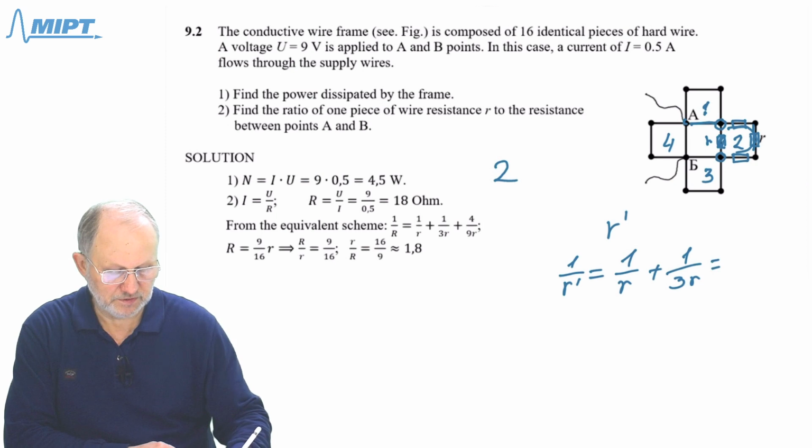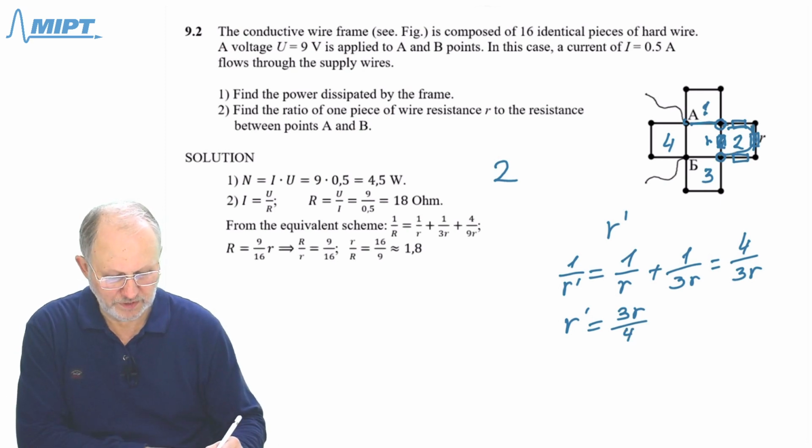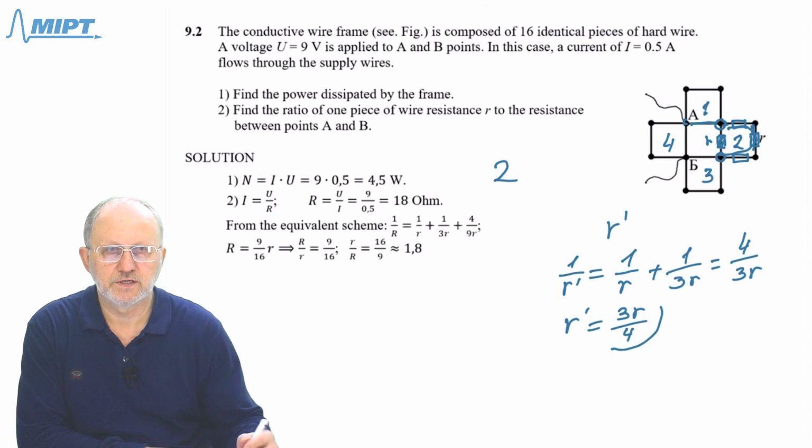So this gives 4 over 3R, and therefore R prime equals 3R divided by 4. So we know the resistance of this element, and there are 4 identical elements connected in this circuit.